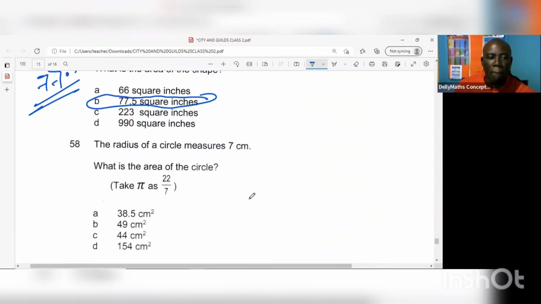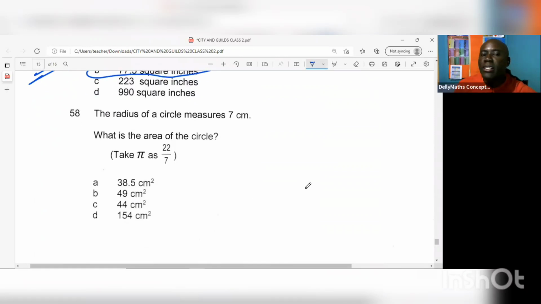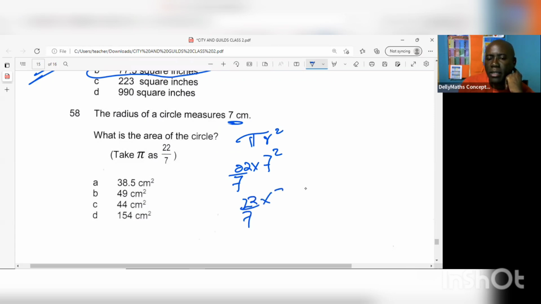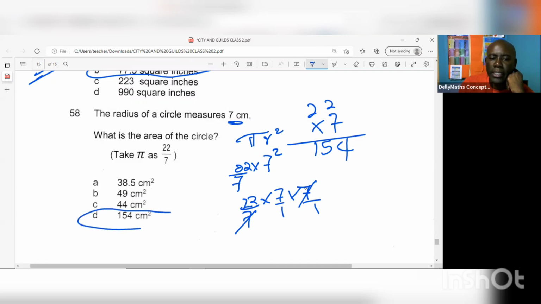All right, let's go. 58. The radius of a circle measures 7 cm. What is the area of the circle? Area of the circle is pi r squared. Pi is 22 over 7. So we're talking 22 over 7 times 7 squared, so 22 over 7 times 7 times 7. I'll just cancel one of these 7s. So 22 times 7 is 154 right here.